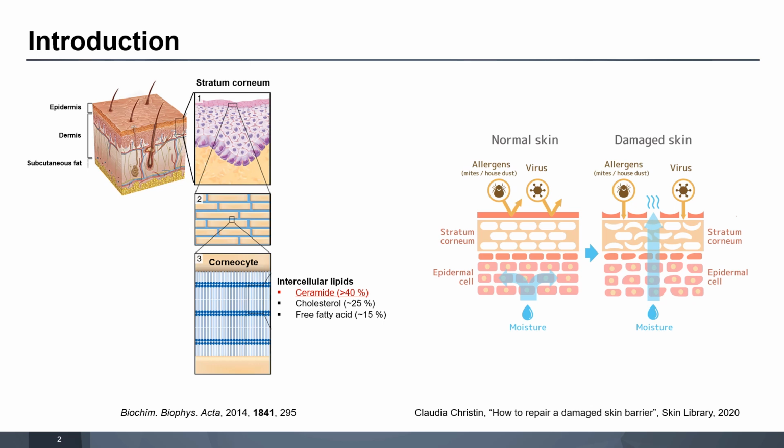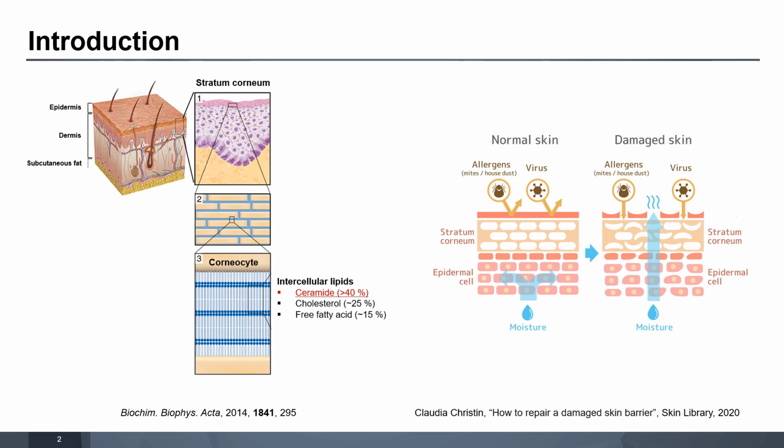The skin is composed of three layers: the epidermis, dermis, and subcutaneous fat. The outermost layer of the epidermis, the stratum corneum, is composed of corneocytes and skin lipids that glue them together. It is also called the brick-mortar structure, with corneocytes as the brick and lipids as the mortar. Skin lipids form a lamellar structure by mixing ceramides, fatty acids, and cholesterol in appropriate proportions.